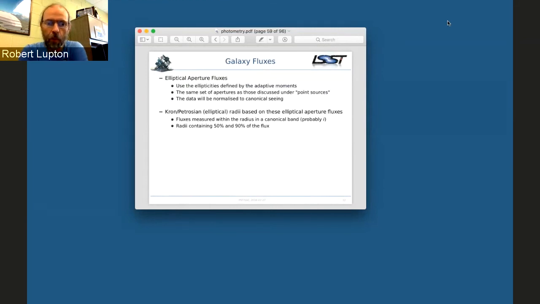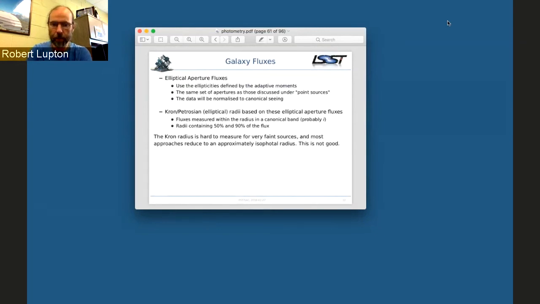We will report the radii containing 50 and 90% of the flux. Those are the R50, R90 values that you're probably familiar with. I should warn you, the Kron radius is hard to measure for very faint sources. It's very badly defined. Most approaches, including, if you read the source code, Emmanuel Bertin's approach in SExtractor for mag auto, in fact reduce to an isophotal radius. This is not good. It's one reason why Kron radii are really not very satisfactory. But A, I wrote the code, and B, people are very familiar with them.